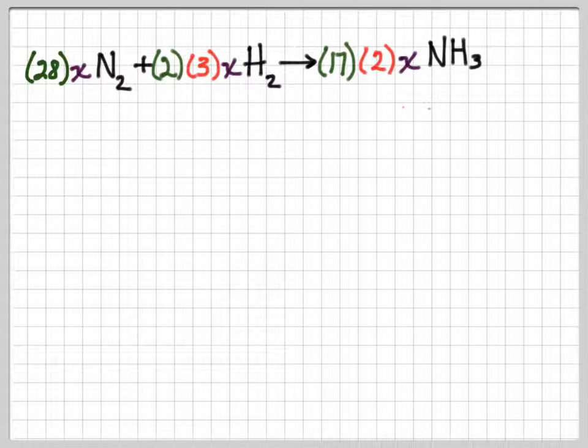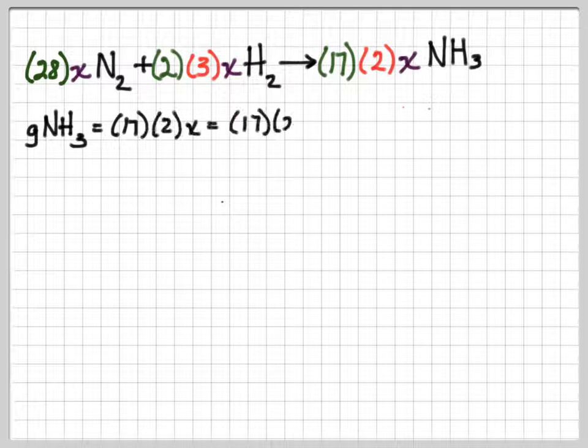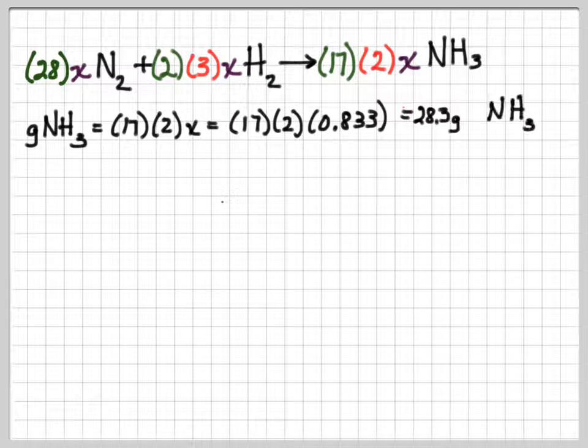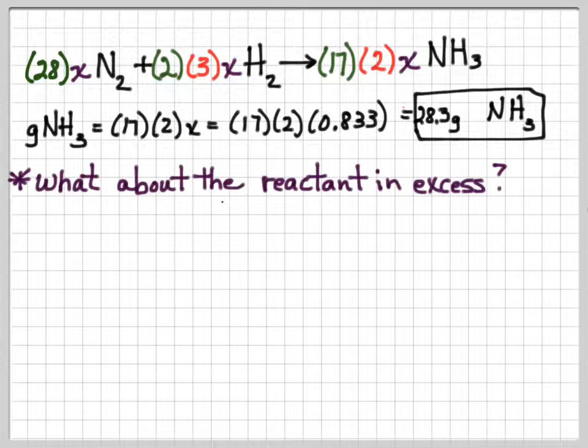Now that we know the correct magic number, we can solve for what we're being asked for. We wanted to know the grams of ammonia, so it's 17 times 2 times 0.833, which is our correct value for the magic number, and we get 28.3 grams of ammonia. Now what about the reactant in excess, which is nitrogen? Okay, sometimes problems ask about that.